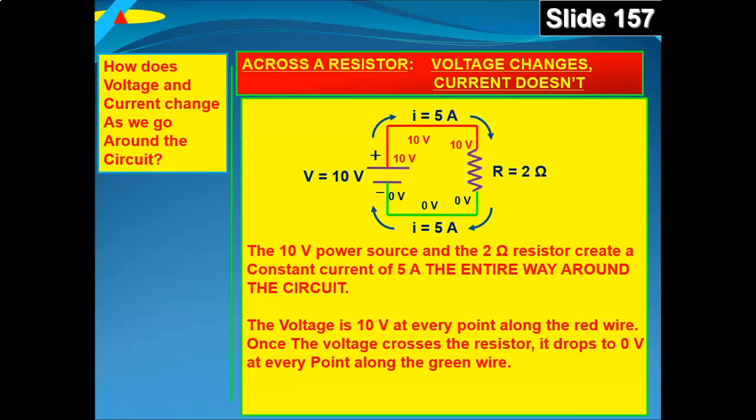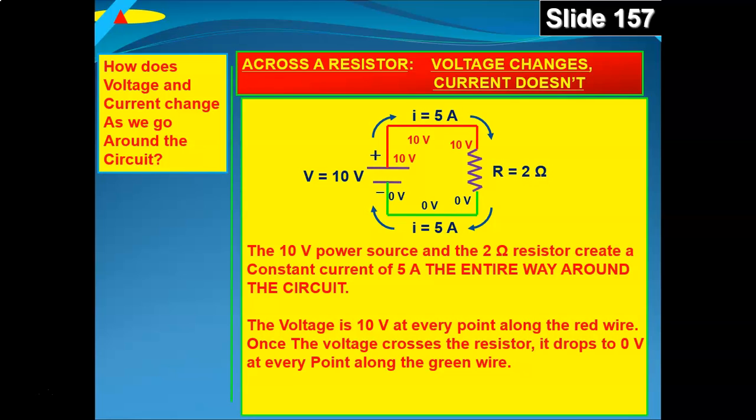So the 10 volt power source and the 2 ohm resistor create a constant current of 5 amps the entire way around the circuit. So there's 5 amps all the way around that square box, okay? It's 5 amps. Now what sets that? What sets that 5 amps all the way around is the 10 volt voltage source and the 2 ohm resistor, which gives you 5 amps of current. And again, it's 5 amps all the way around.